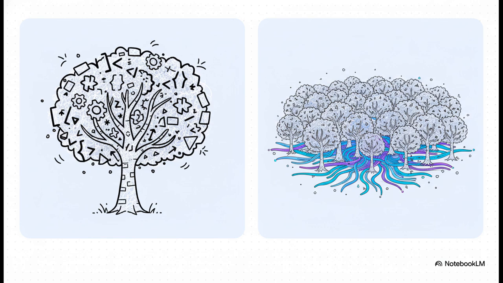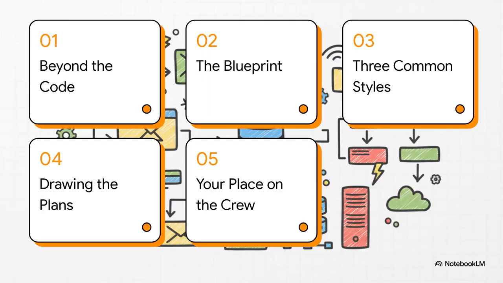Look, you've probably spent years getting really good at looking at the trees. You know, the functions, the loops, the algorithms. This explainer is all about learning to see the forest, the software architecture that gives the whole system its shape and its structure. Okay, so here's our game plan.